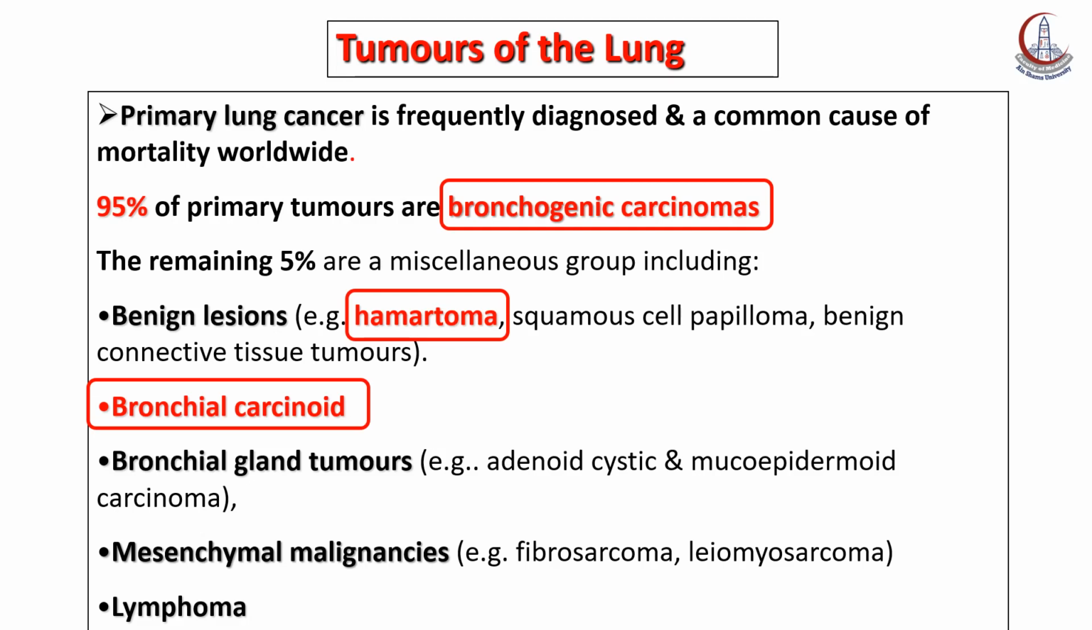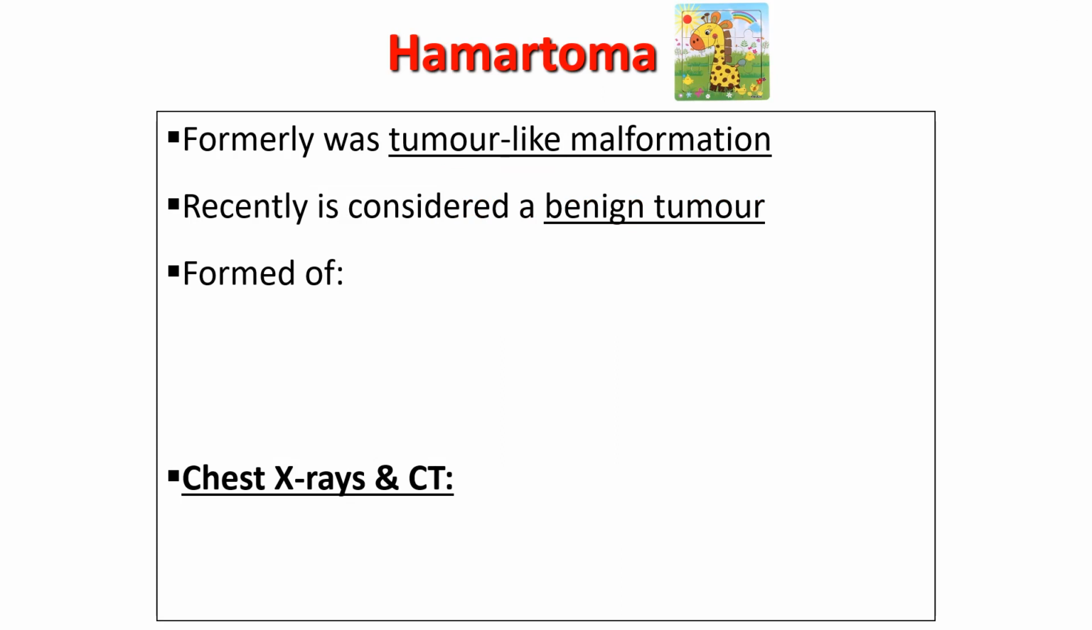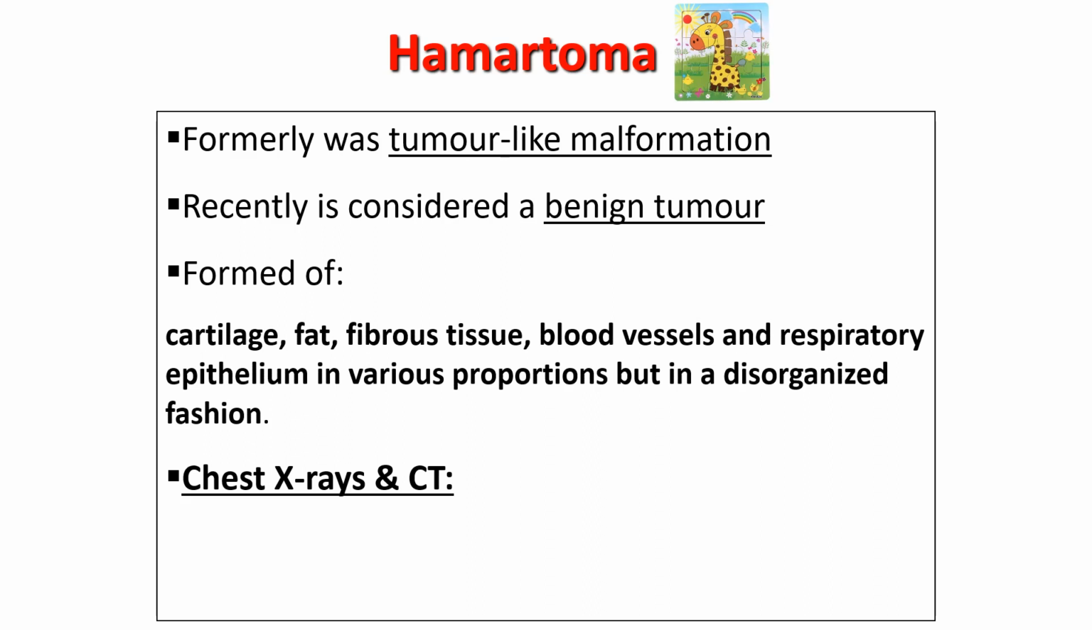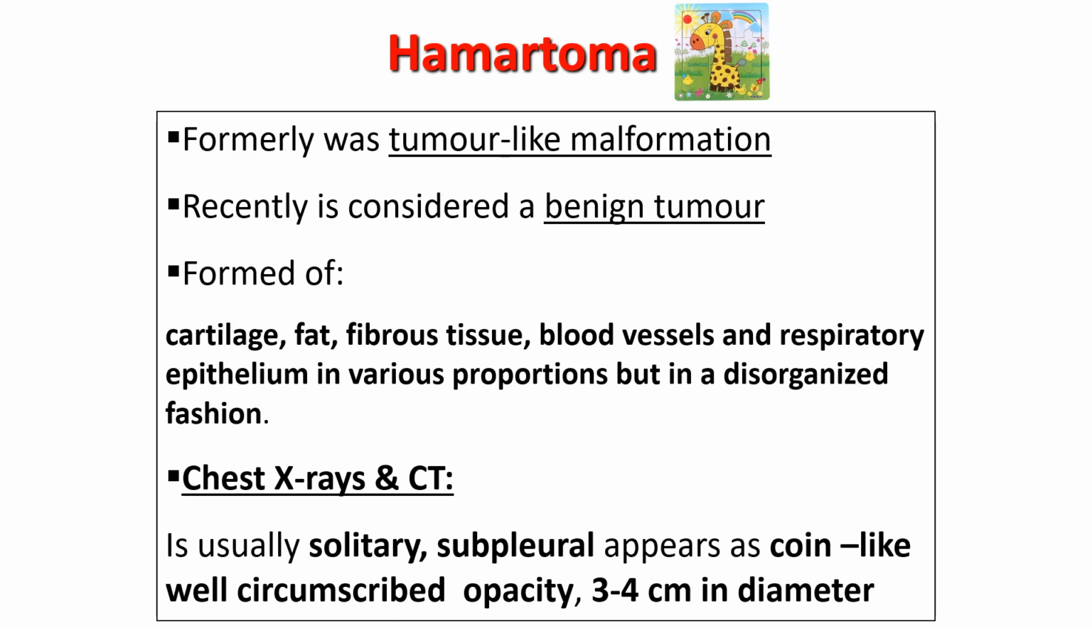The most common tumors are bronchogenic carcinomas. We also describe the hamartomas and the bronchial carcinoid. We will start with hamartoma. Hamartoma is a benign tumor formed of a mixture of tissue, mainly cartilage, fat, fibrous tissue, blood vessels, and respiratory epithelium in a disorganized fashion. The CT or X-ray showed a solitary subpleural coin-like well-circumscribed mass about 3 to 4 centimeters in diameter.